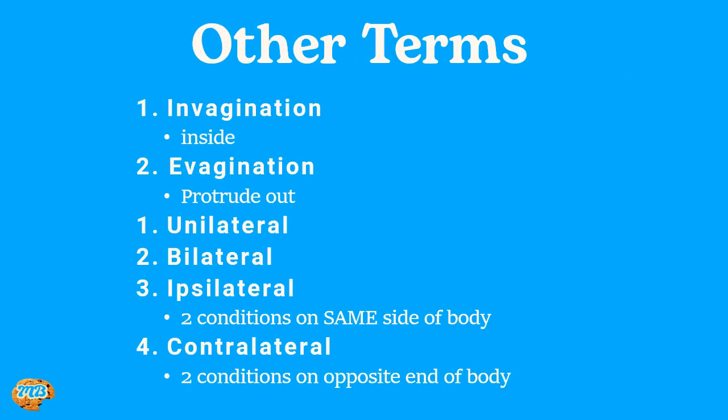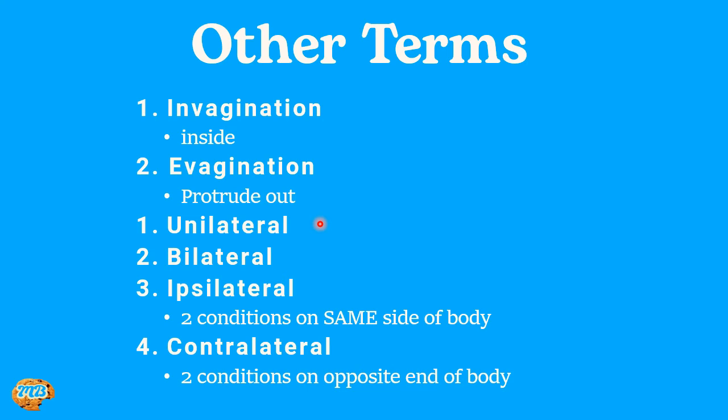So other important terms, invagination means going inside, while evagination means protruding out. Unilateral means one-sided. So if I have unilateral pain, that means I only have pain on one side of my body. Bilateral means both sides. So if both my hands are shaking, I have that bilateral shaking of my hands.